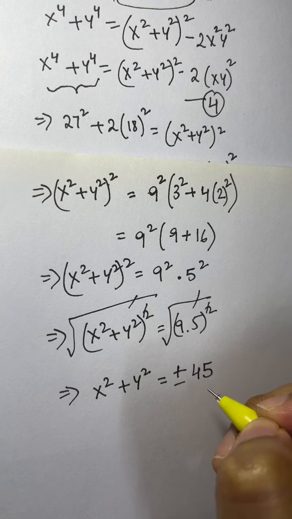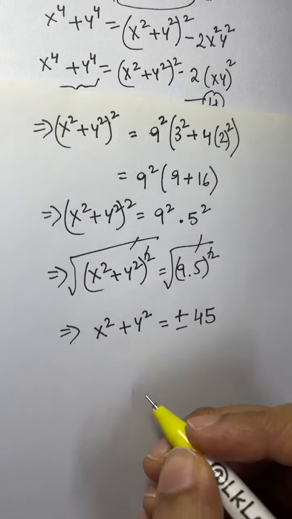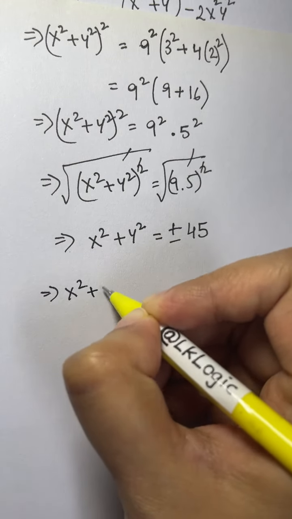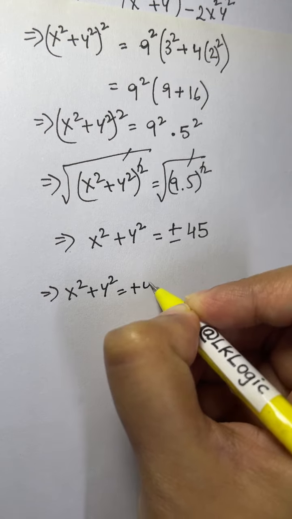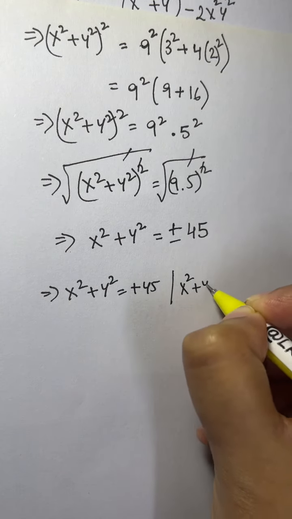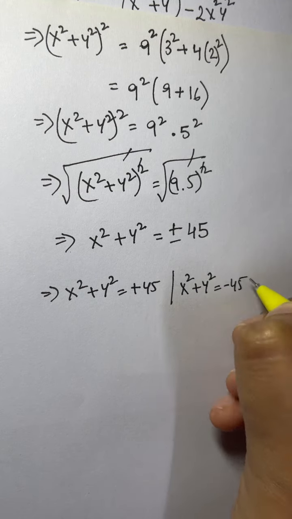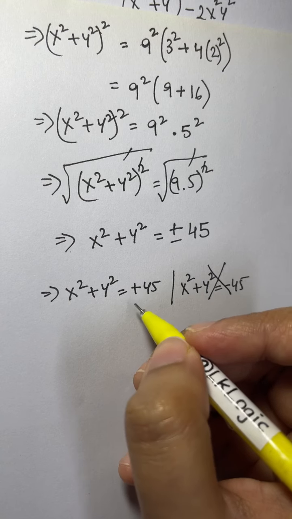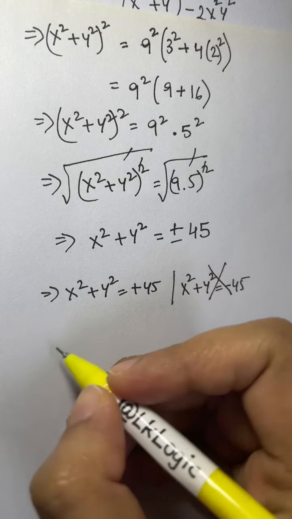Now you've got this thing. So your x squared plus y squared is equal to plus 45, or x squared plus y squared is equal to negative 45. Negative excluded. Plus 45, yes. Okay, so what do we have?